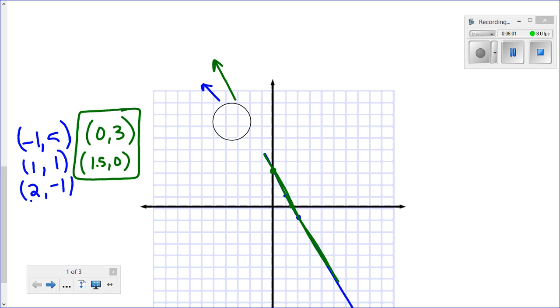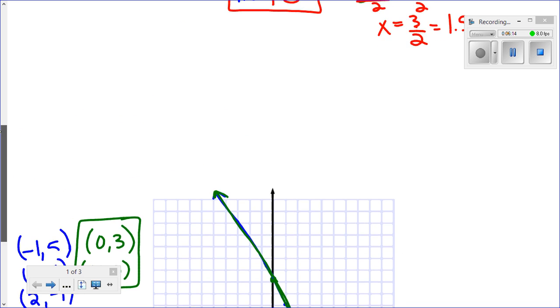This blue line was a bad example. This one should have been straighter. But you can see that the line is exactly the same. 2 different ways to graph it.